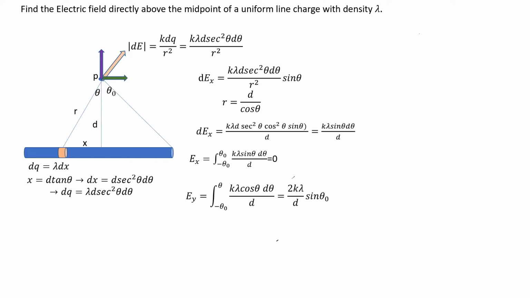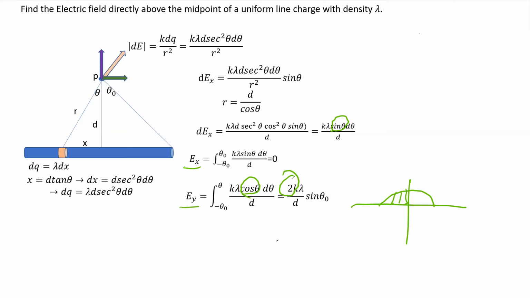For the y component, you get basically the same thing you got for the x component, except instead of having a sine, now you have a cosine. And if you carry out this integration, you get a little factor of 2 here because cosine is an even function. So however much you have on this half, you can double it and you get it on the other half. So that's where that factor comes from. So that's it. That is the electric field. You found Ex, you found Ey.